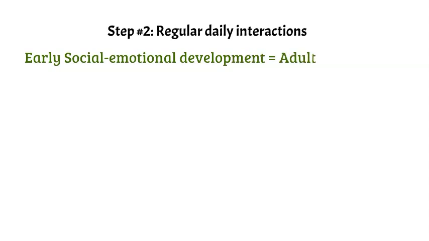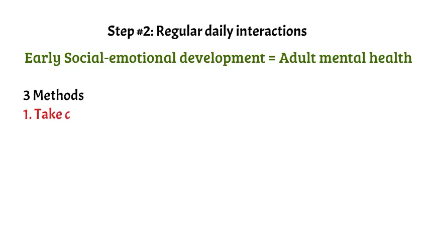Making social emotional development a regular part of every child's day can be challenging for any adult, especially adults who struggle with their own social emotional needs. Here are 3 methods known to help assist in developing good social emotional skills in our children. Number 1, take care of yourself.